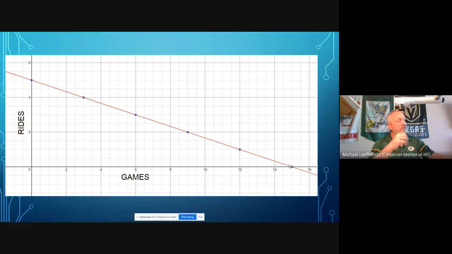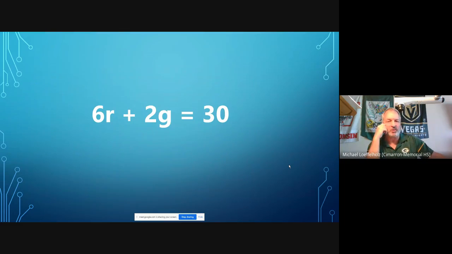Now, the way we find those 2 points looks like this. This was our original equation. 6R, where R means the number of rides, so 6 times $6 per ride means that 6R is the total cost of just the rides. The 2G is the total cost of just the games, G being the number of games, 2 being $2 each. And then we had $30.